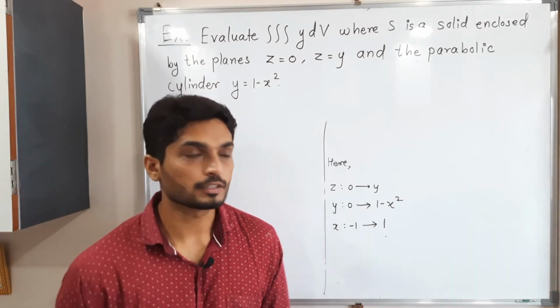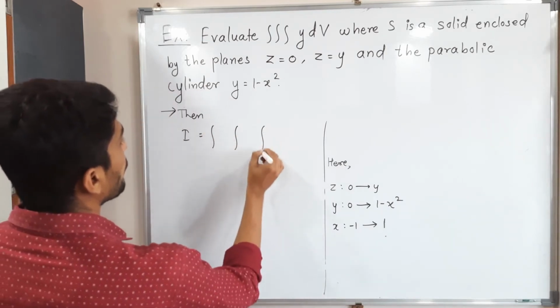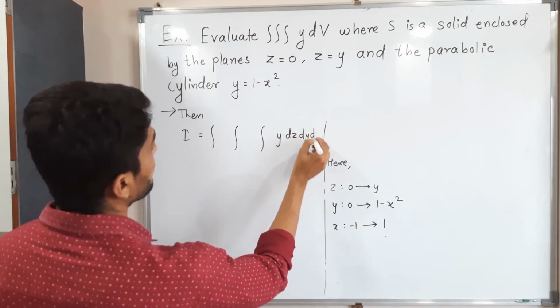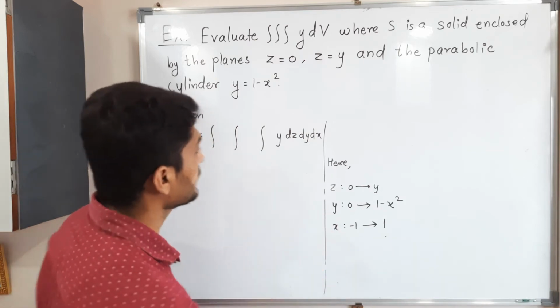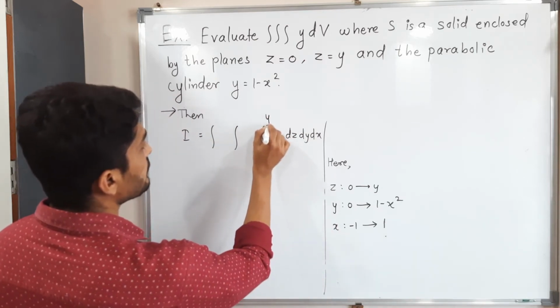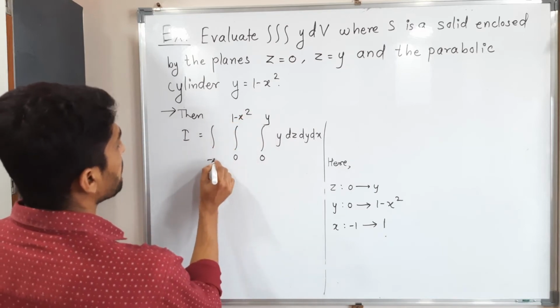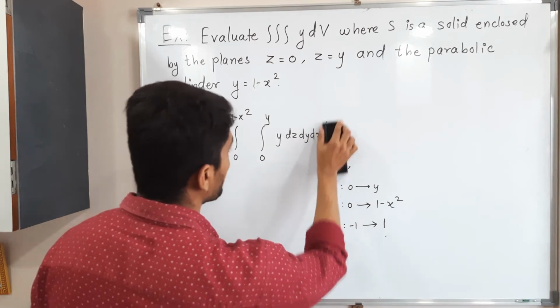Let us solve the integration now. So I is equal to triple integration of y dv, which I will replace by dz dy dx, because we considered the limits in that way. Limits of z 0 to y, limits of y 0 to 1 minus x square, and limits of x minus 1 to 1. So let us solve the integration. I will remove this part since it is not required now.